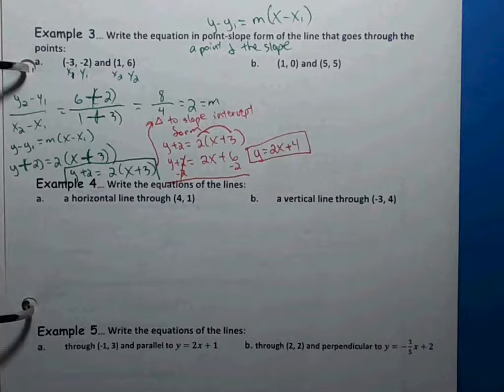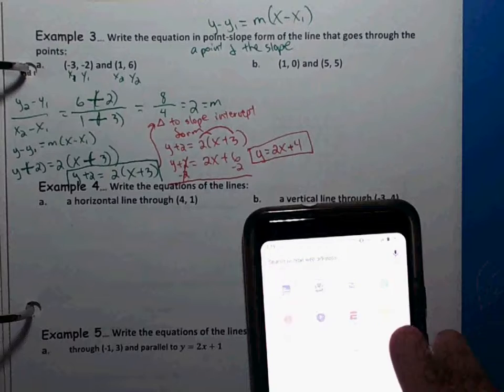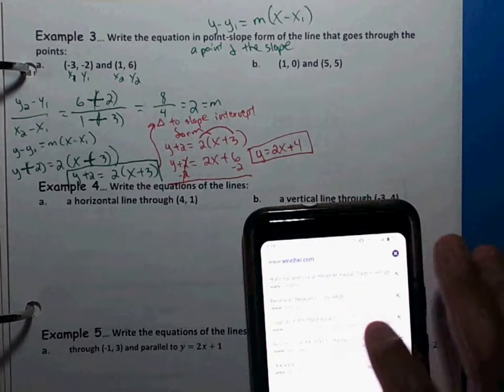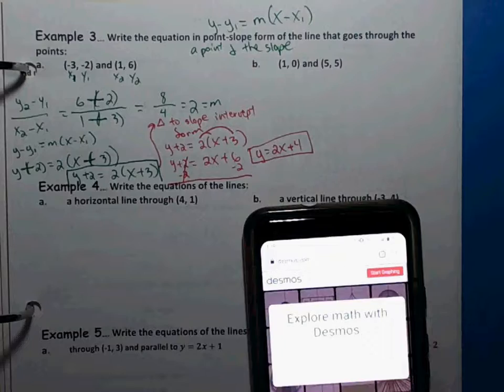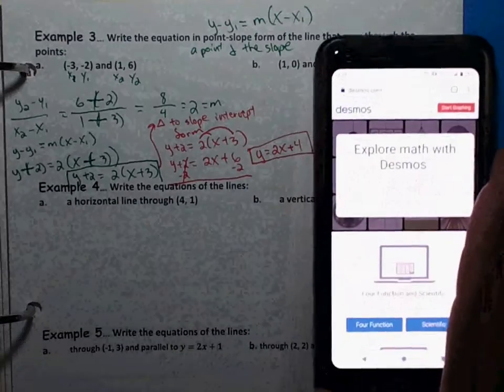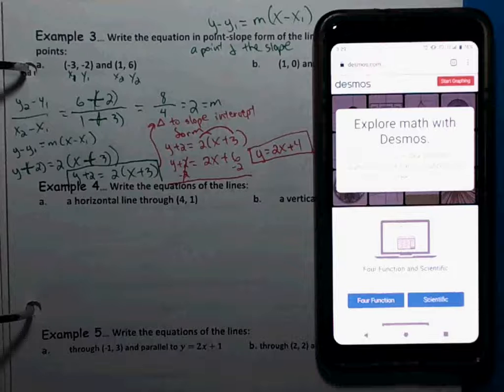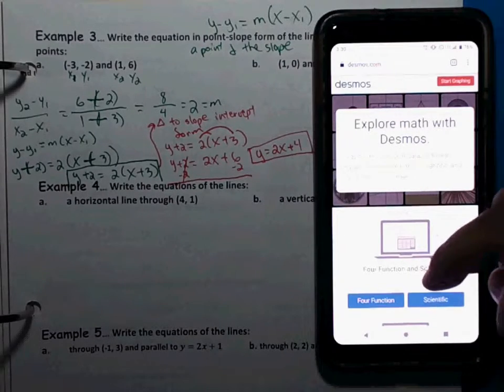Now for the fun part. Everyone get your phones out. And I want you to open up the web browser and type in www.desmos.com. I have it written up here too. desmos.com. And when you get to Desmos, you're going to scroll all the way to the bottom.